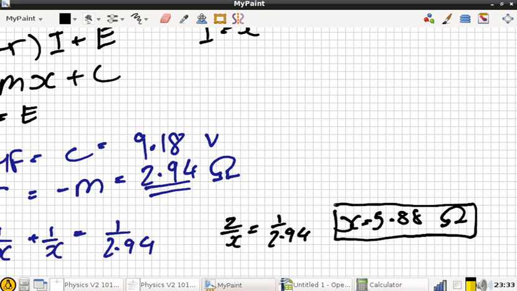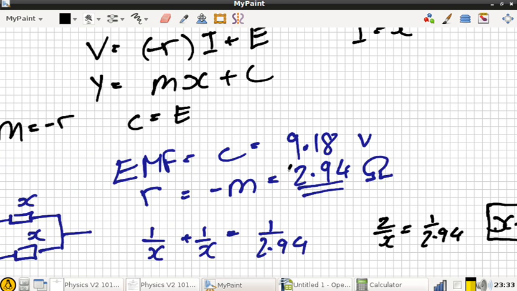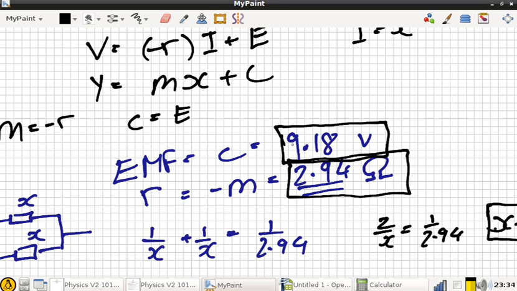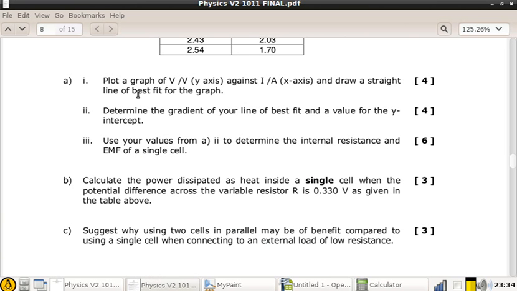So that is the resistance in one battery. That is the total internal resistance for the two batteries. That is the EMF for the battery. And so, if I go back now to the question, I have fully answered parts 1, 2, 3. I've done the plot, I've got the gradient, I got the y-intercept. Use your values to determine the internal resistance, which I have, and the EMF of a single cell.